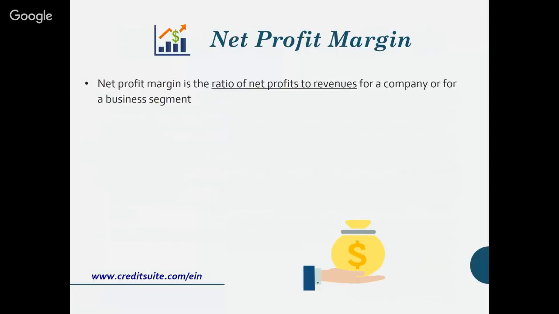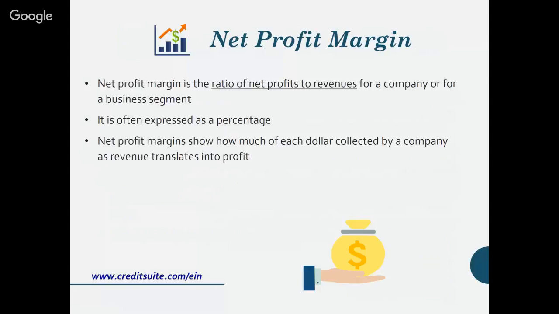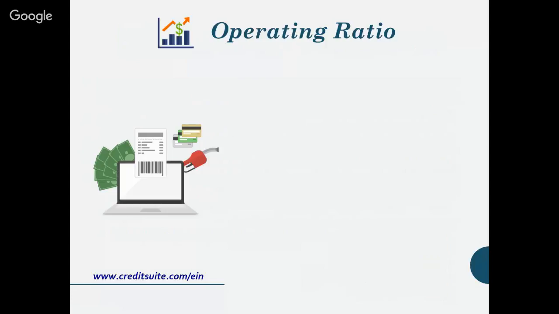So net profit margin is the ratio of net profits to revenues. It's your net profits, how much you basically have left over compared to the revenue for a company or business segment. So it's often expressed as an actual percentage. Net profit margins show how much of each dollar exactly that I just showed you translated into profit. And here's what that looks like. Your net margin equals net profit divided by revenue. Okay, so that's how you're going to develop your net profit margin.